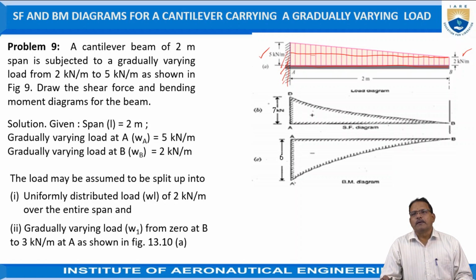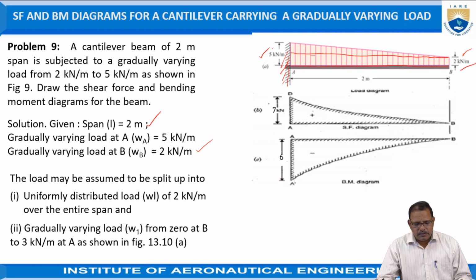Here the given data in the problem is the length of the beam is equal to 2 meters. Given the gradually varying load, the load at A is equal to 5 kilonewton per meter. The load at B is given as 2 kilonewton per meter.